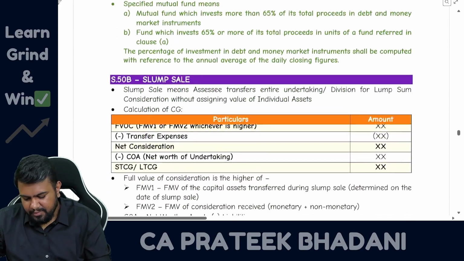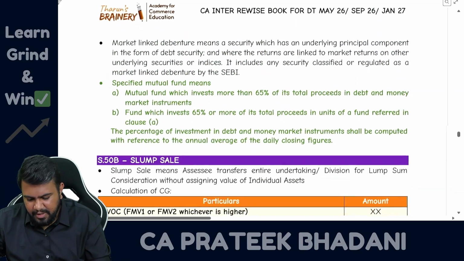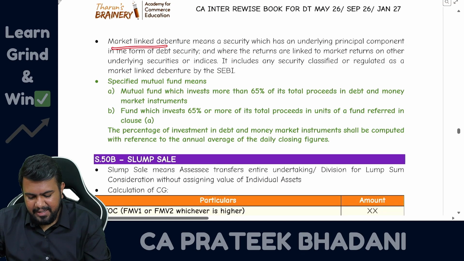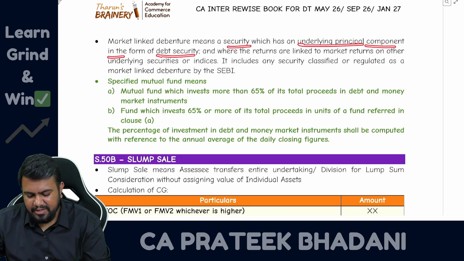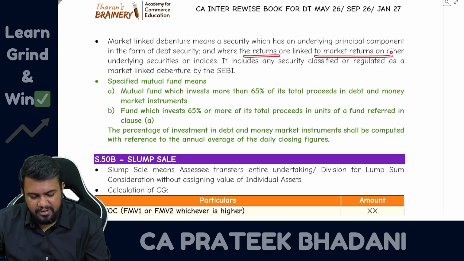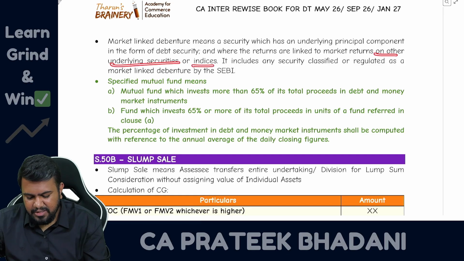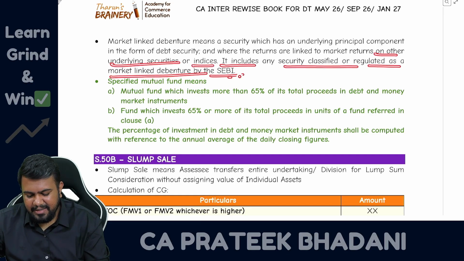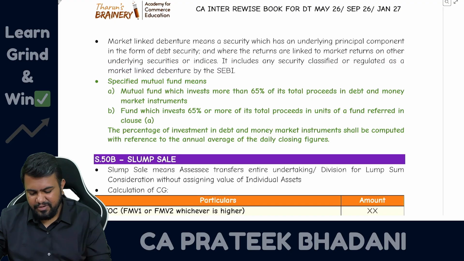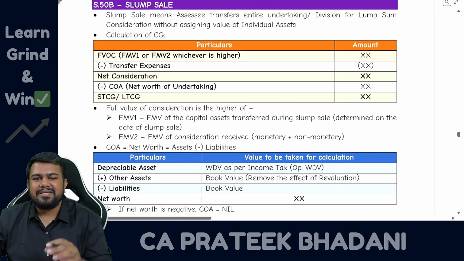Okay. Now let's come to the next point. What is market linked debenture? Market linked debenture means a security which has an underlying principal component in the form of debt security, where the returns are linked to the market returns on other underlying securities or indexes. It includes any security classified or regulated as a market linked debenture by the SEBI. So you read this definition also one time, if at all it is tested in MCQ.